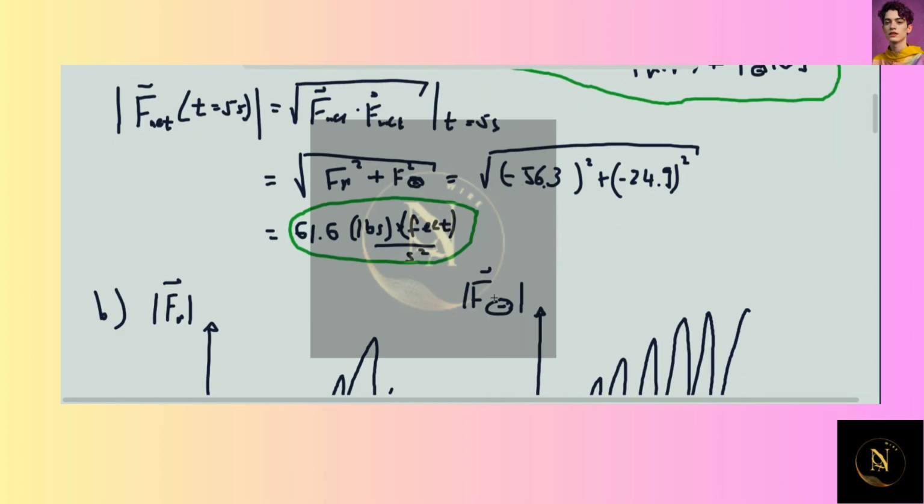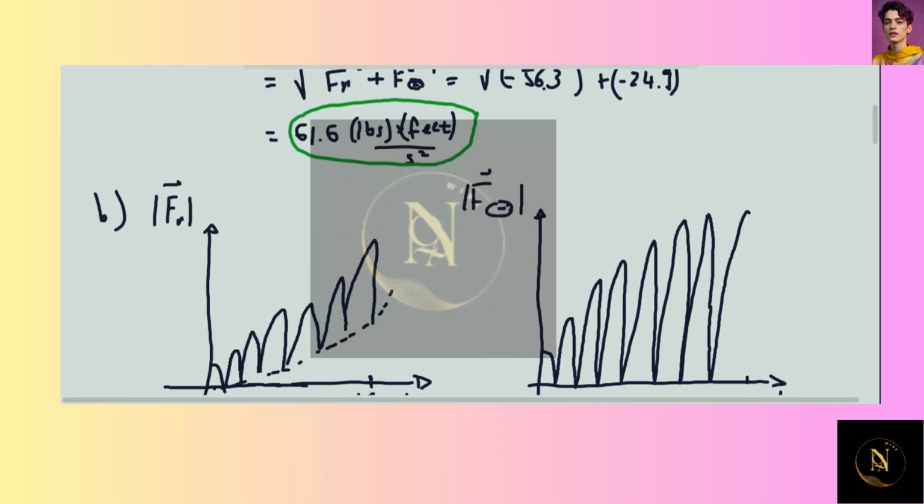You can convert this to newtons by converting the pounds to kilograms, feet to meters, and leaving the seconds as seconds. Then in part B, you're asked to plot the magnitude of each component of the force. This is what that looks like.